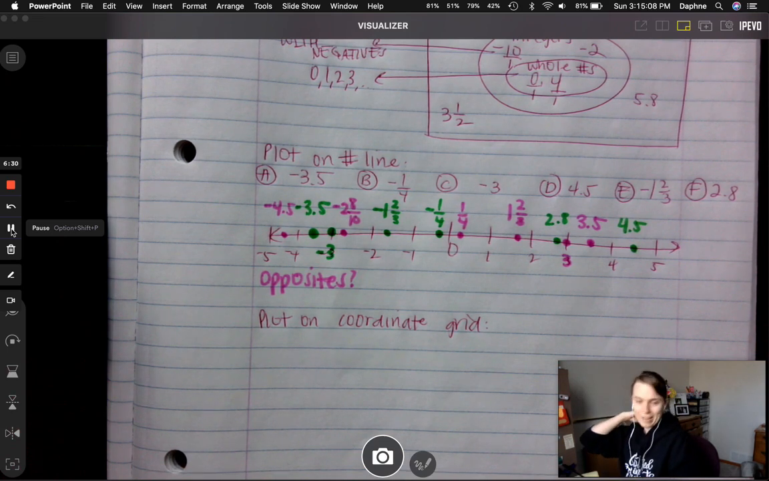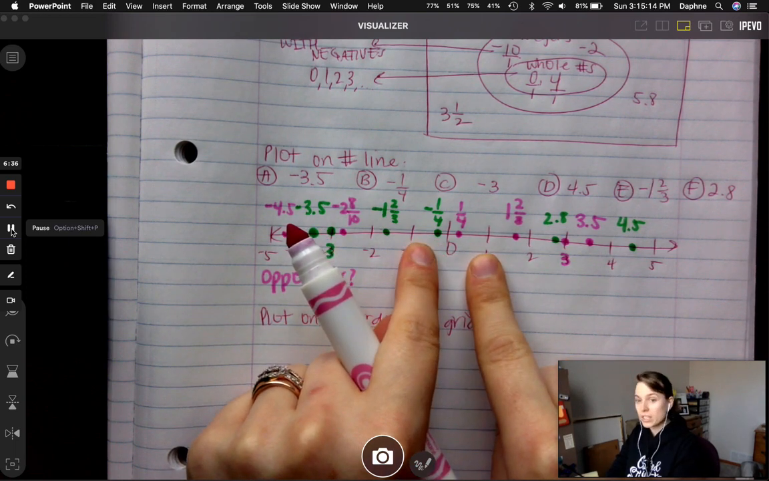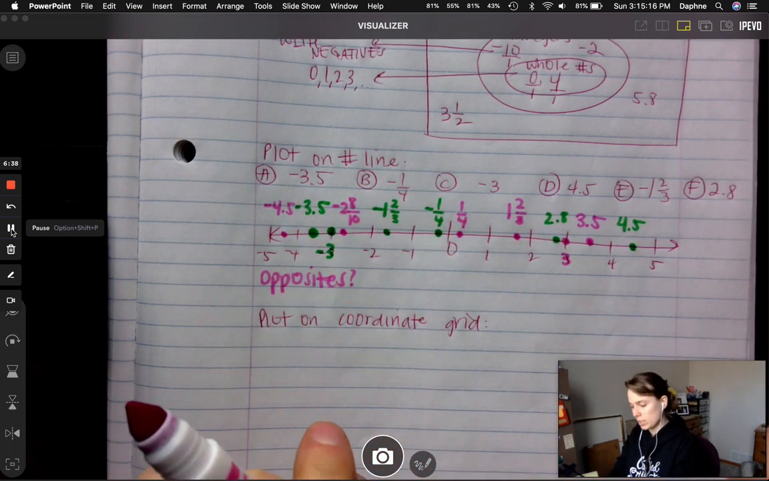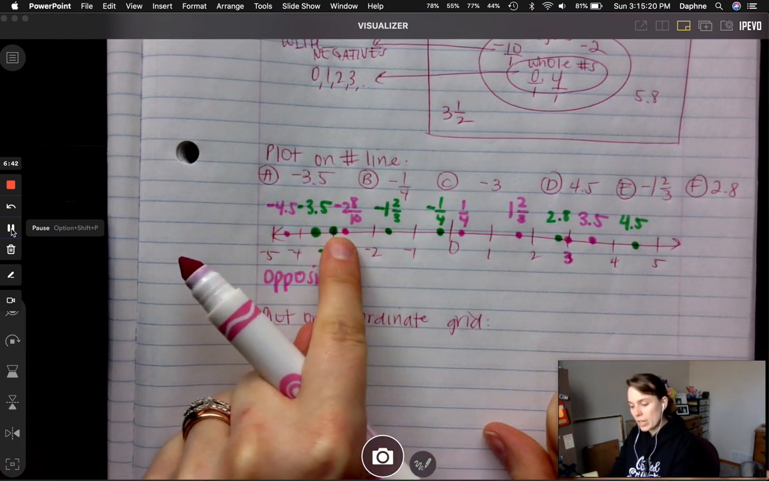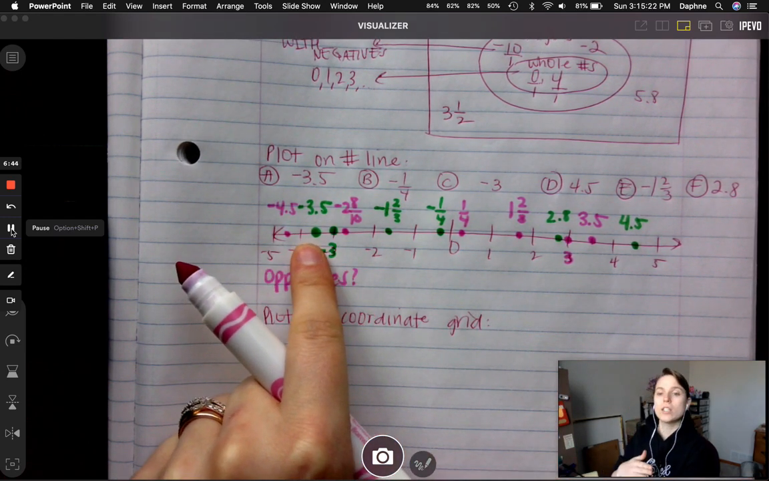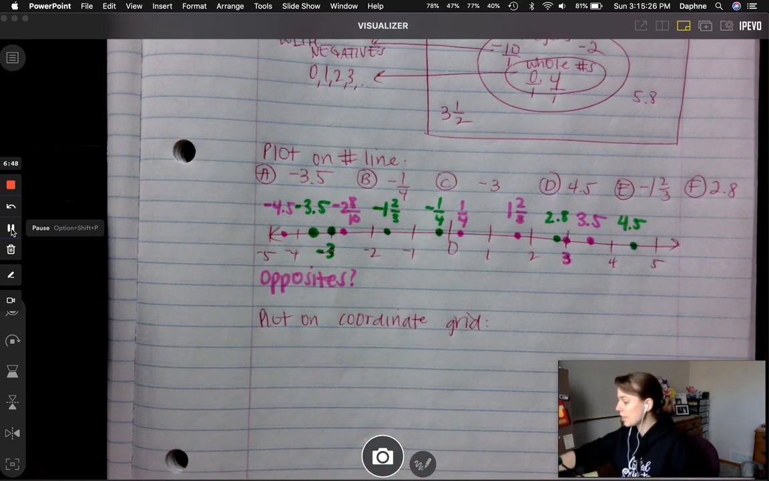Oops, I made it a fraction instead of a decimal, but you get the gist. Okay, so making sure opposites are on the opposite side of 0, but the same distance from 0. And then notice that as I go negative 3.5, I keep going to the left that extra half, because that's going to catch some people a lot. All right, I'm going to pause the video.